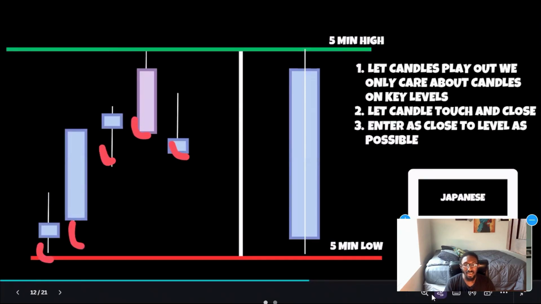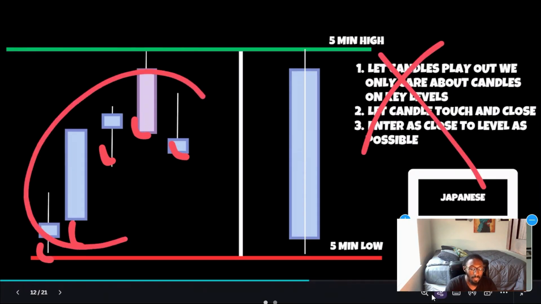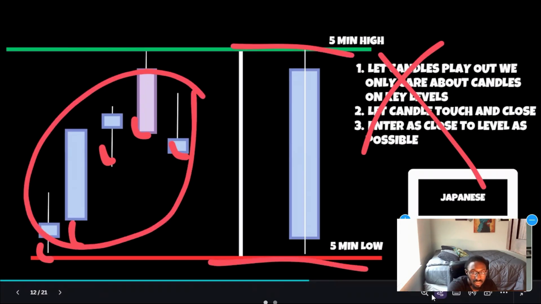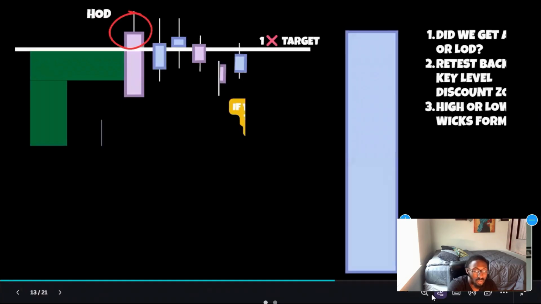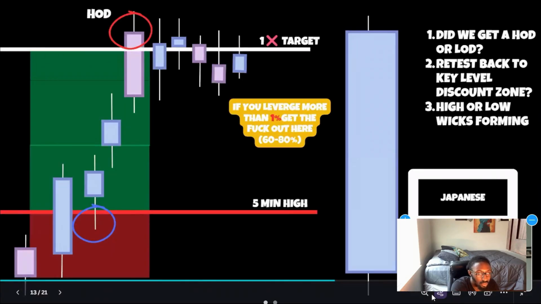We only care about candles on key levels. Let candles touch and close, enter as close to the levels as possible, right? We simply just want to mark up our 5-minute high. And I can admit, this is wrong. This is in the wrong place. We simply letting these 5 candles print. We're marking up the low, we're marking up the high. That's it.